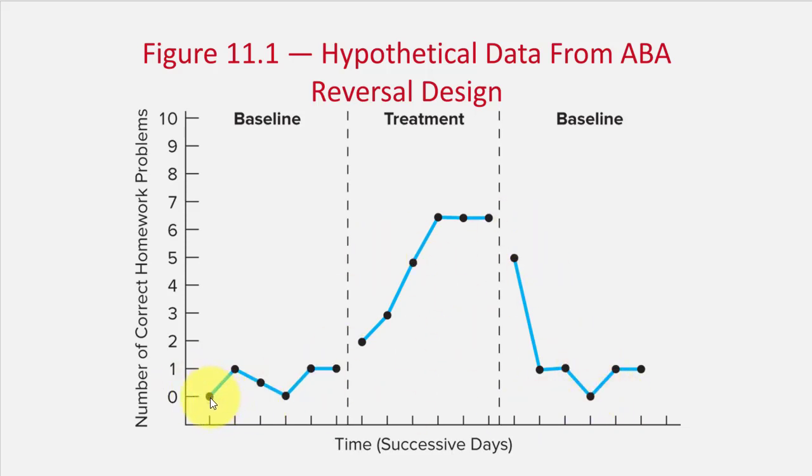Now, what's important to know about when we do a reversal is that we don't want to do a reversal too soon, because we need to get some data to see a trend here. You can see during the first baseline phase that there is a trend. The data kind of stays between 0 and 1.